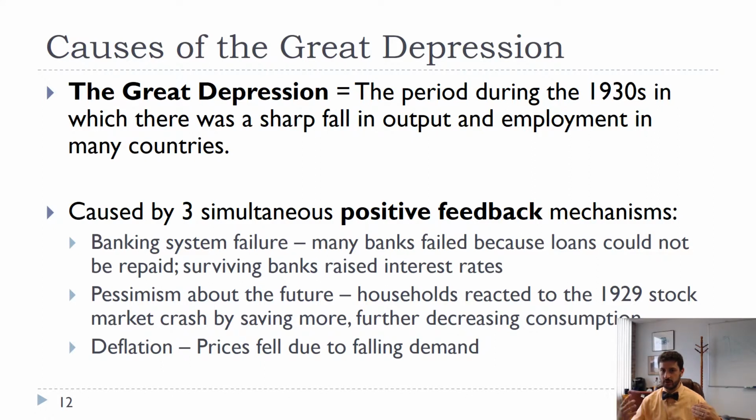And then as the recession went on, people got more and more pessimistic about the future. They started saving more, reducing consumption, reducing industrial output. And then to top it off, we had deflation, right, where prices fell due to falling demand. And when prices are falling, you think, oh, well, I won't buy anything right now because it'll be cheaper in the future. And so, as we saw, the unemployment rate went up to 25%, and it was a significant economic crisis for the United States and for other economies around the world.